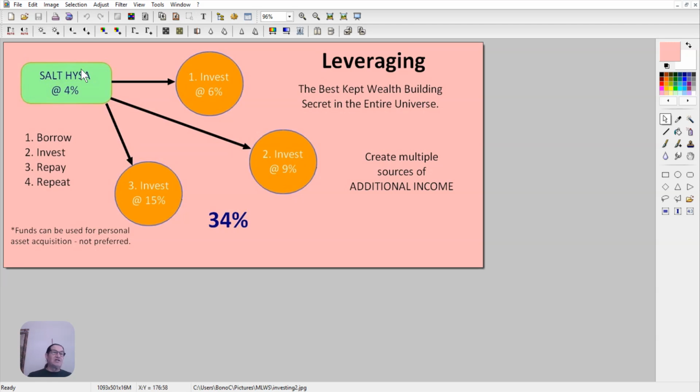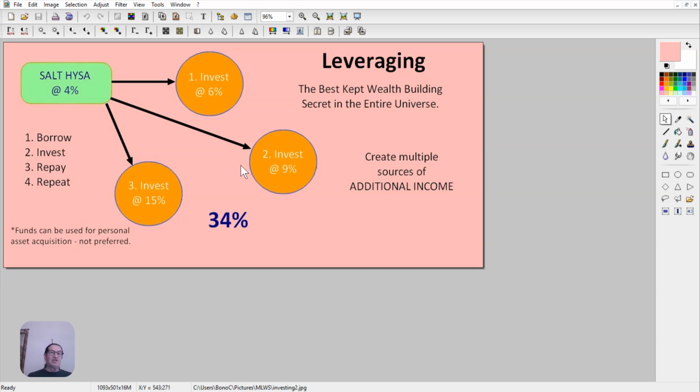So in our case, we start out with our HISA account where we earn 4%. Let's say we've saved up, I'll just say an amount for argument's sake, $5,000. It just sits there. We don't need a $5,000 emergency fund. Let's say we only need a $1,000 emergency fund. So basically we have $4,000 sitting there. What do we do? Well, we borrow. That's important. Borrow the money from our HISA and we reinvest it somewhere else. And it's a little process that we repeat.